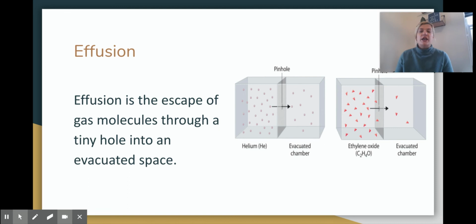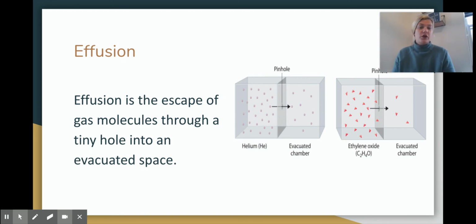Effusion is the escape of a gas molecule through a tiny hole into an evacuated space. Think about a helium balloon, and I know y'all have done this before, right? You make a little slit and then suck it into your mouth so you change your voice. That's effusion, because you're making a tiny pinhole in the balloon so it can escape into your mouth.